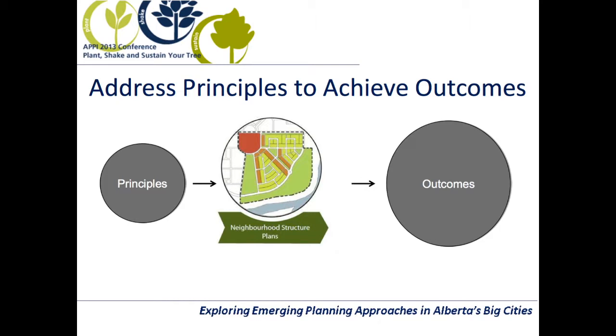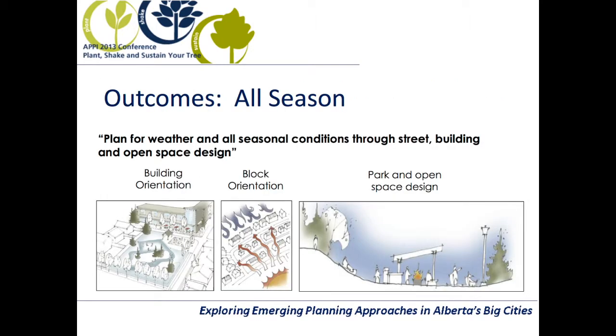It is expected that a neighborhood structure plan will address each principle through specific plan policies that are unique to the context and vision for a neighborhood, with more emphasis potentially on certain principles. It's encouraged to highlight the uniqueness of an area, and it will ensure that each outcome is realized. Here's an example of how this might work.